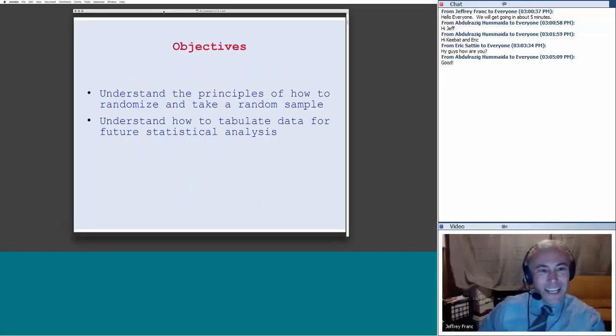Objectives for today. Basically, we're going to understand the principles of how to randomize and how to take a random sample, and understand how to tabulate data for future statistical analysis.